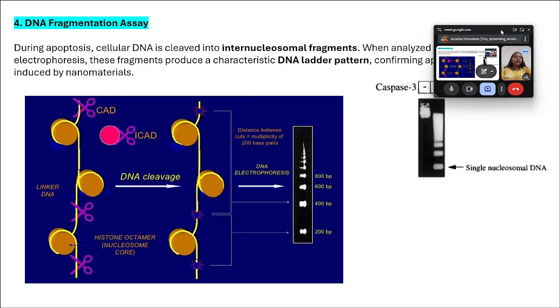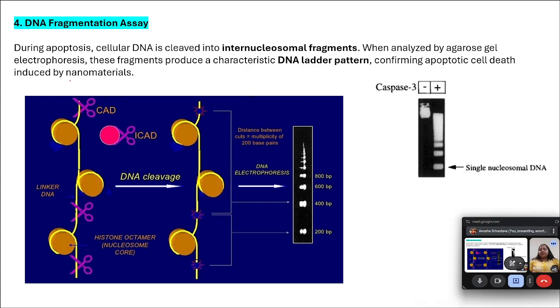Now the other method to determine apoptosis is the DNA fragmentation assay. Obviously, if there is cell dismantling, there is disturbance in cellular homeostasis, and DNA damage is happening. So during apoptosis, cellular DNA is cleaved into internucleosomal fragments. When analyzed by agarose gel electrophoresis, these fragments produce a characteristic DNA ladder pattern, right?